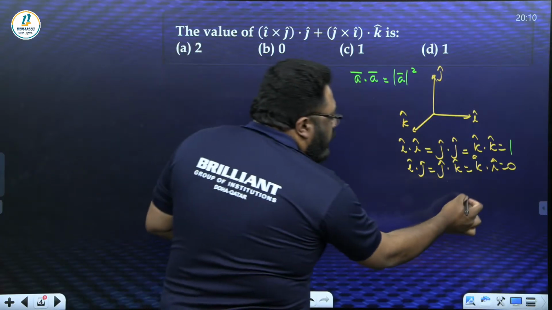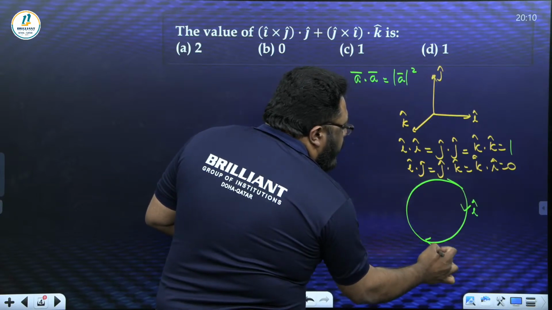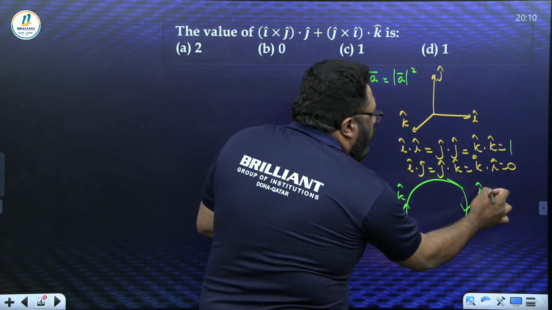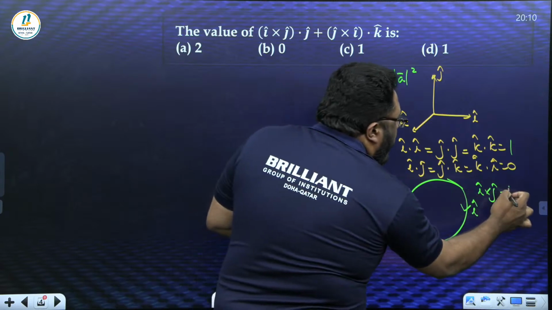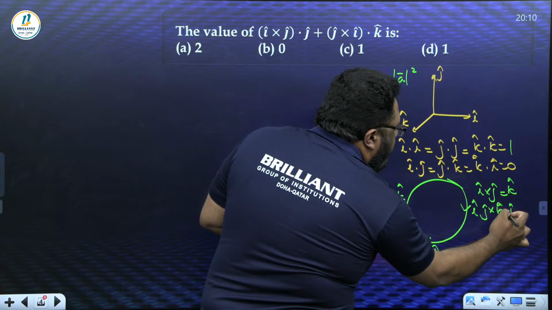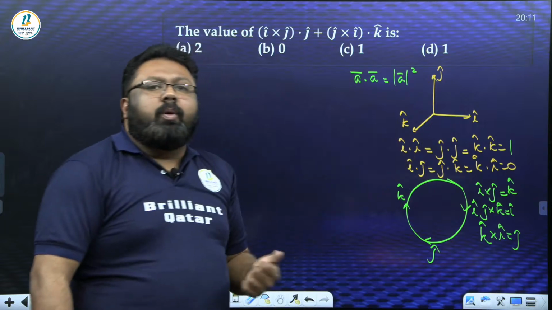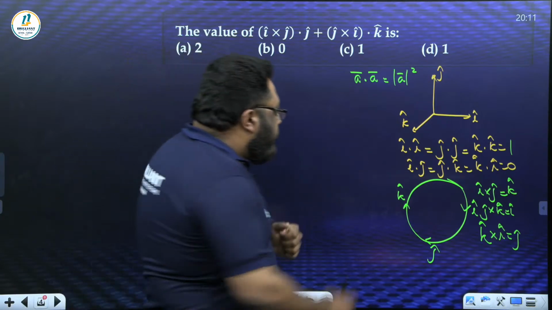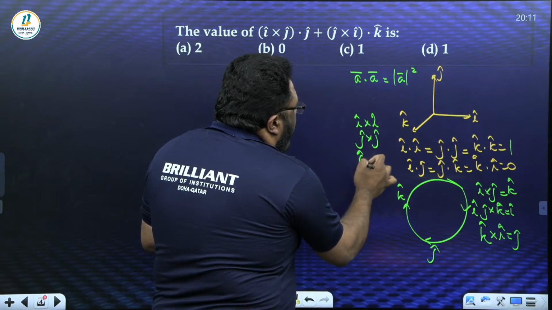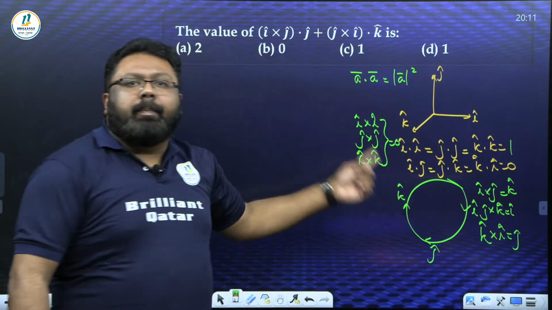Now talking about cross, it's difficult to remember the cross concept. So what I usually say is the vicious circle ijk. You take it in this order: i cross j will be k. But j cross k would give me i, and k cross i will give me j. Reverse order, you will get the negative. But i cross i, j cross j, k cross k, the cross between the same vectors is always 0. Keep this logic in mind.